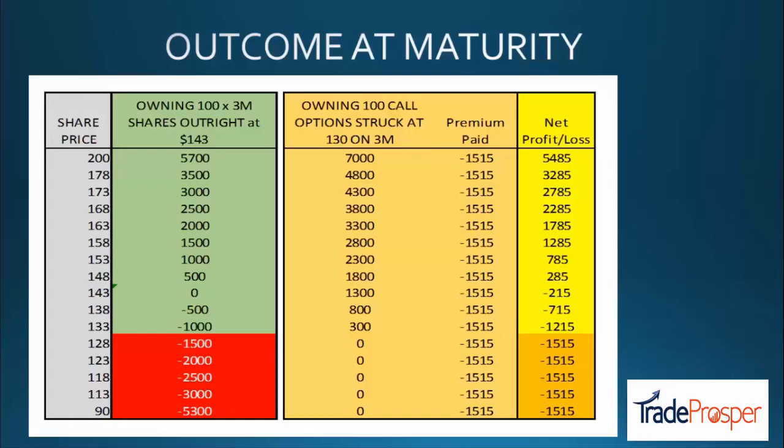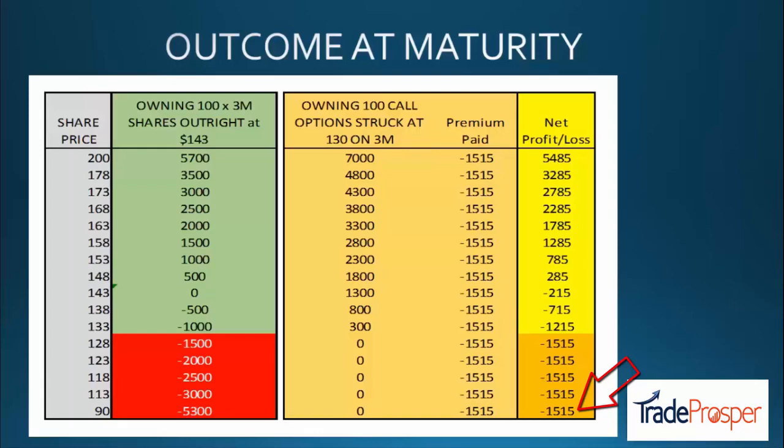That to me is so close that I can consider these strategies exactly the same on the way up. Now let's look on the way down. When the market went to 90, do you recall your share position would be worth $5,300 less than what you started out with? But look how nice options works here.